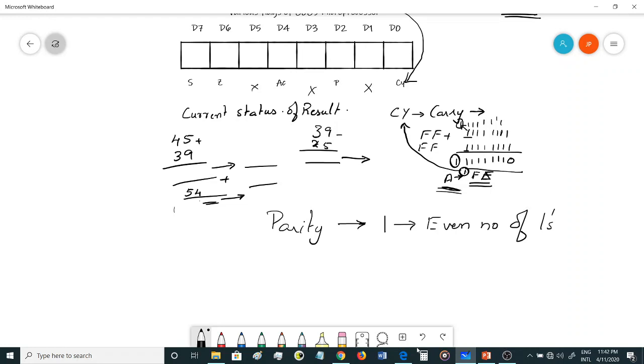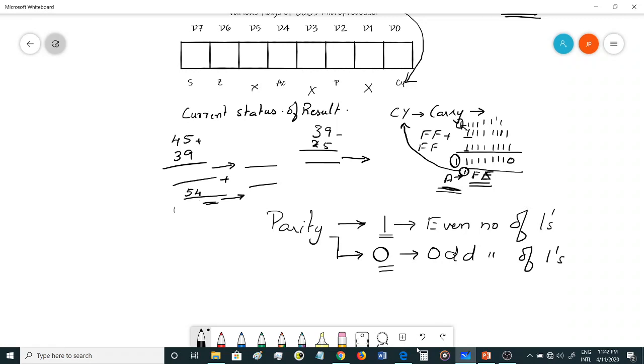In 8051 the parity flag will be set to 1 for an odd number of ones. Here, for an even number of ones, the parity flag is set to 1, and the parity flag will be set to 0 if you have an odd number of ones. For an even number of ones it will be set to 1. That is the function of parity flag.